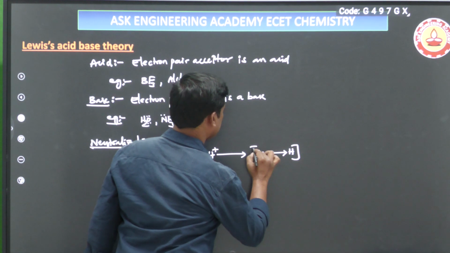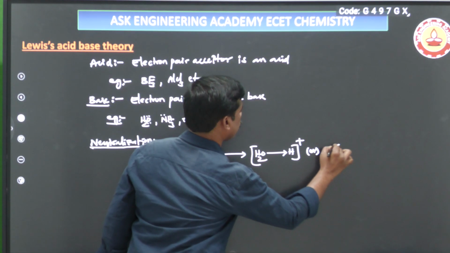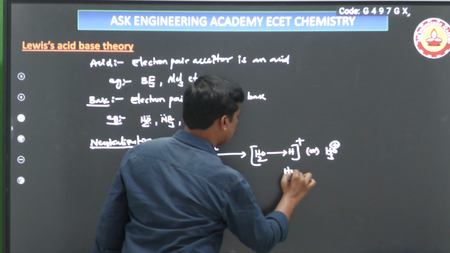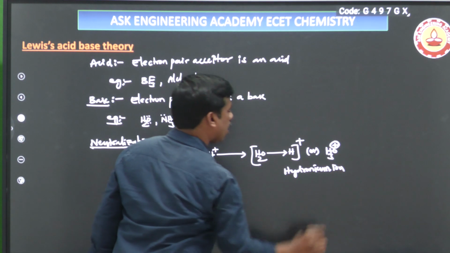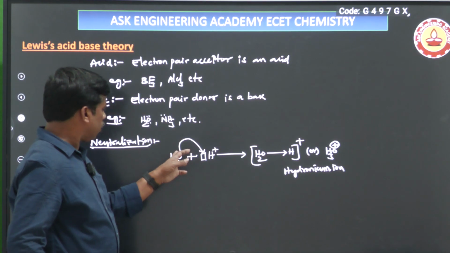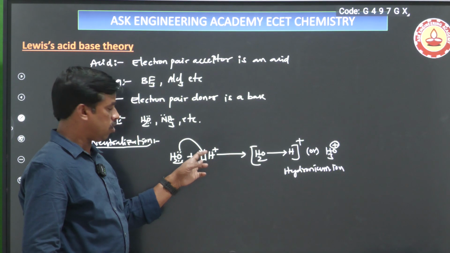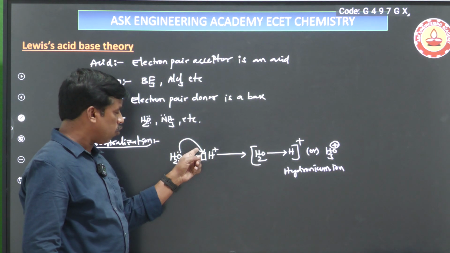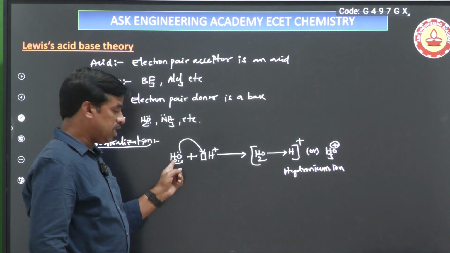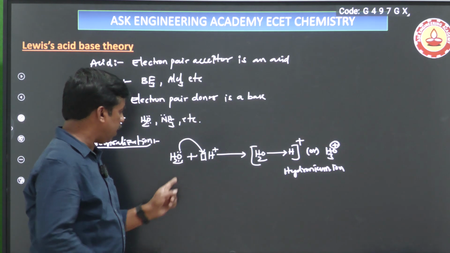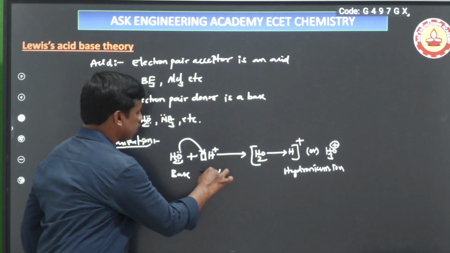H2O is going to form H3O plus, which is said to be what? Hydronium ion. Understood here? This lone pair donates to this H plus. Here H plus does not have any electron. Whatever donates the lone pair is a base, and the one accepting it is an acid. H2O is a base, and H plus is an acid.